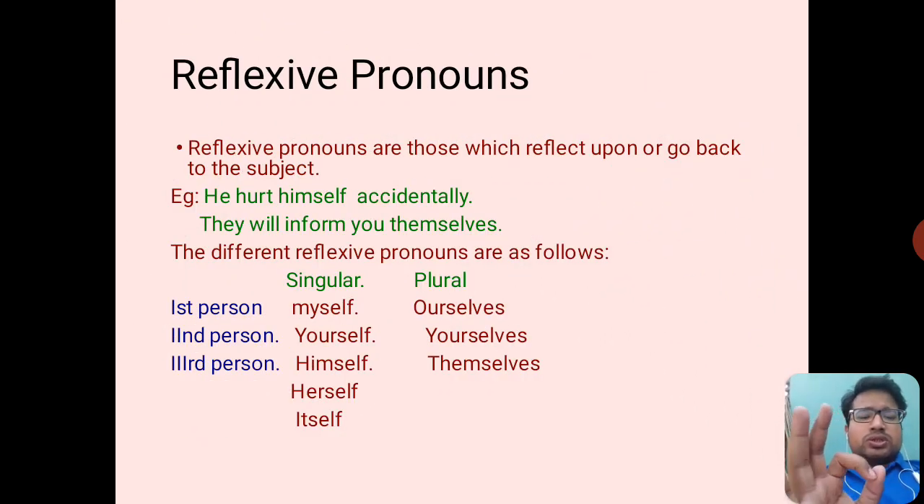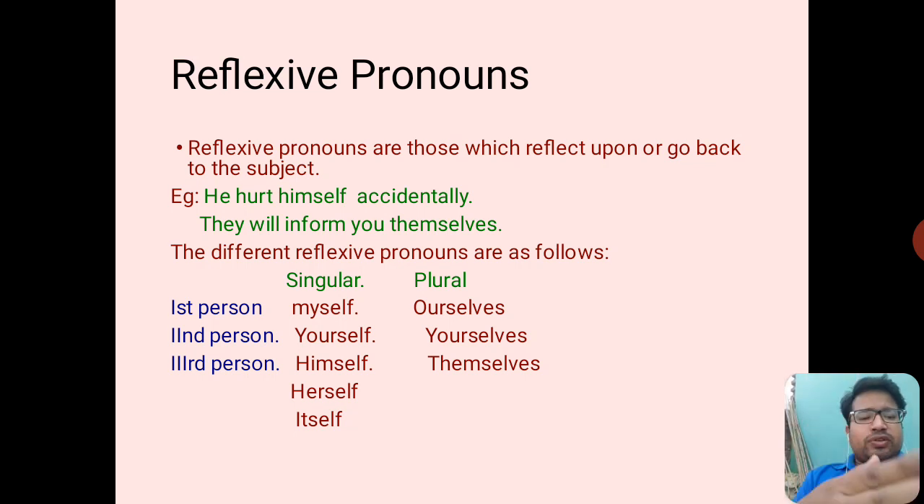Reflexive pronouns. These are one of the most important pronouns that you have to remember. Reflexive pronouns are used for actions which reflect back upon the subject. For example, he hurt himself. So the result of the action he was performing has been reflected back on him. The action came back round on the same person who was doing the work.